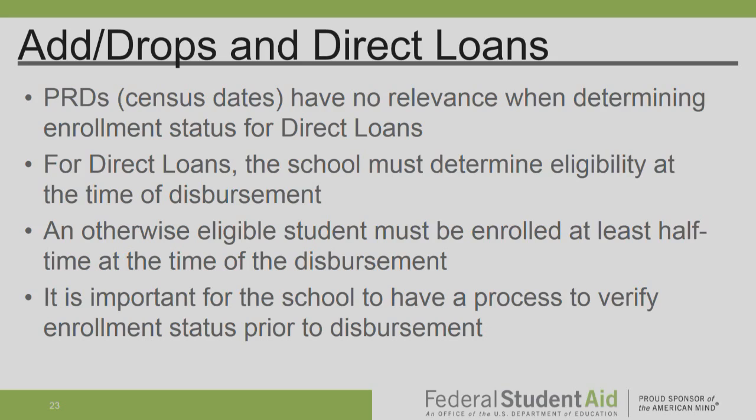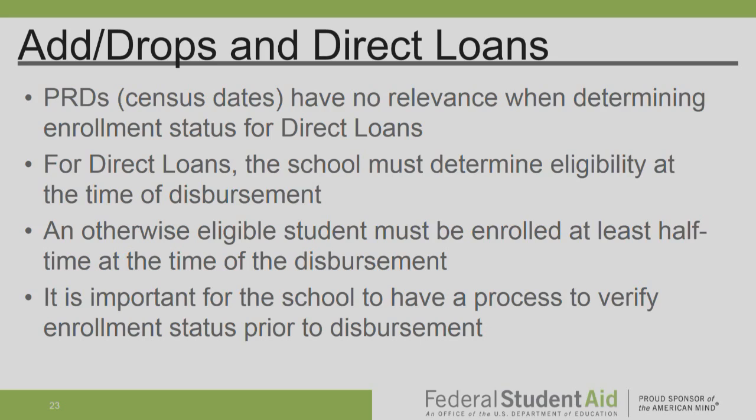Okay, so for direct loans, just keep in mind that the school must determine eligibility at the time of disbursement or before disbursement. An otherwise eligible student must be enrolled at least half-time. Now, we know that at the time of the disbursement, and this is a big one, it is important for the school to have a process to verify enrollment status prior to disbursement. Now, I get it, you're not required to take attendance, but notice I'm not asking you to take attendance, I'm asking you to verify enrollment status, although that does play a role to some extent, making sure they actually begin attendance for those classes in which they're enrolled. You'll see that later on.